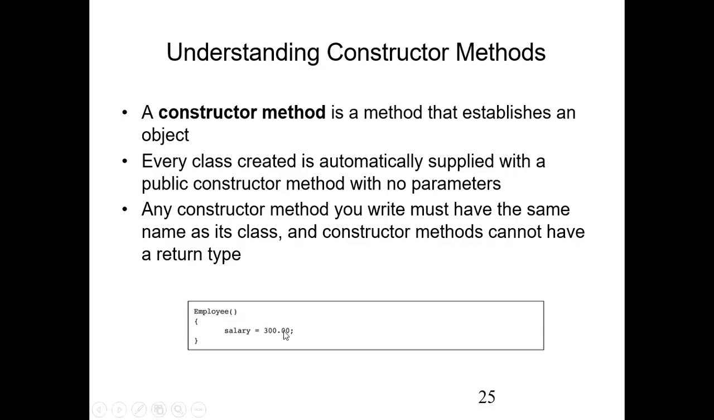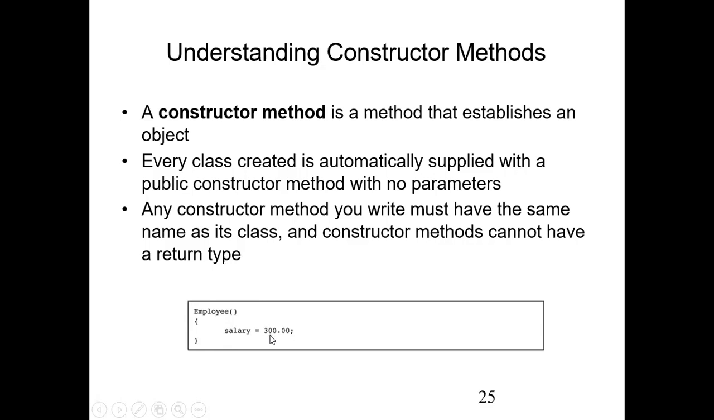Like in this case, we have the constructor here. This constructor has the same name as the class that we had at that time, which is Employee. So the name of the constructor and the name of the class are the same. It's Employee. And then this constructor is now setting the salary of the employee to 300. When you create a constructor like this, it means this constructor is going to set the salary of every employee to 300.